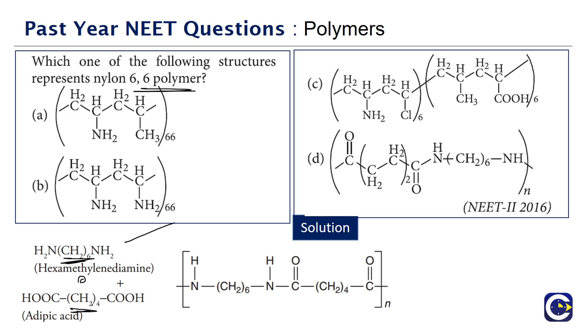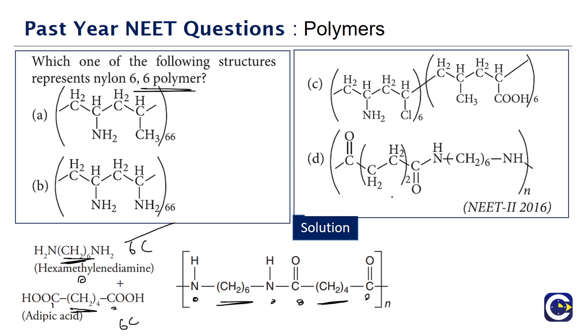So the CH2 groups, they have 4 carbons. 2 carbons, 1 from each of the carboxylic acid group. Totally this is also 6. That's how the name nylon 6,6 comes. If you look at the structure, between two NH groups there will be 6 carbons. Between two CO groups there will be 4 carbons.